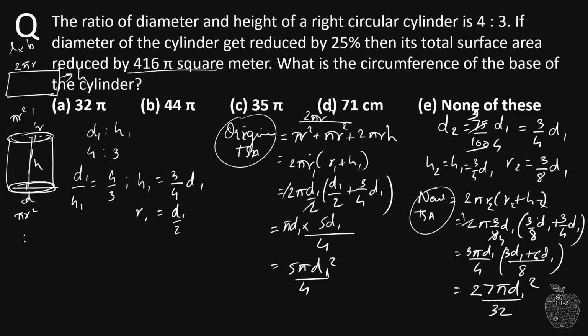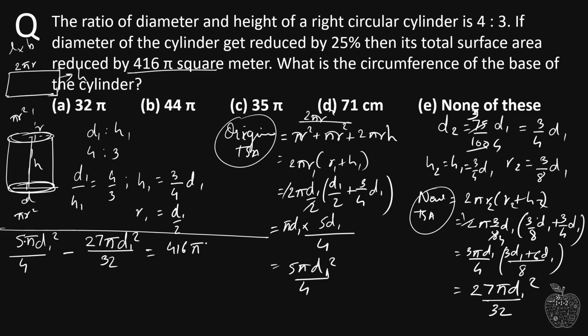Alright, so let's do that. Original minus this new. So original here is, I'll just write it over here, 5 pi d1 square by 4. This minus the new, which is 27 pi d1 square by 32, and this difference is given to us as 416 pi square meters. This is the unit. So let's solve this.